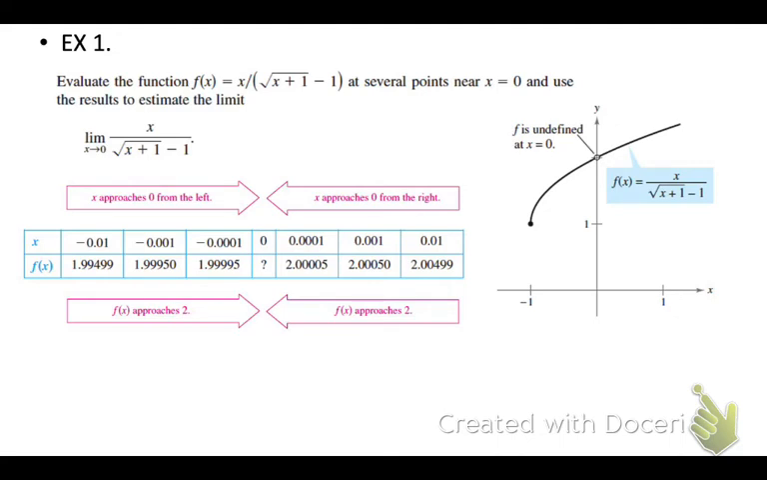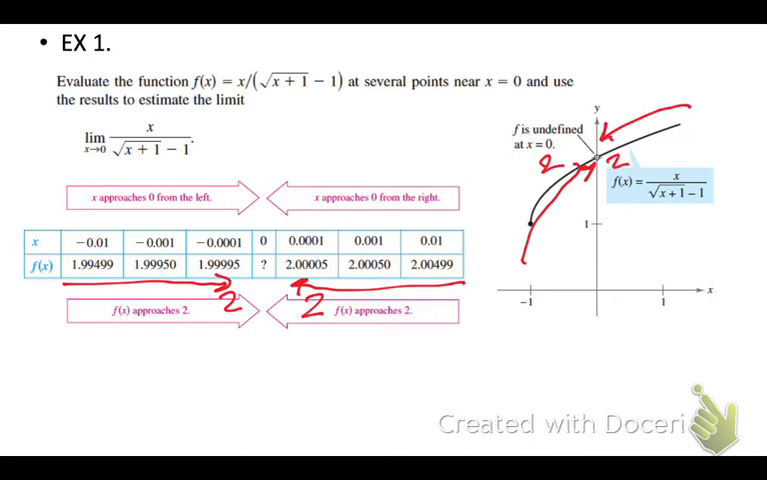Okay, this is yours. The limit as x approaches 0, you don't have to do anything because it's all in front of you. The limit as x approaches 0 of x over the square root of x plus 1 minus 1. You have a graph and you have a table. What is y approaching as x approaches 0? 2. From this direction it's approaching 2, and from this direction it's approaching 2. So the answer is 2.